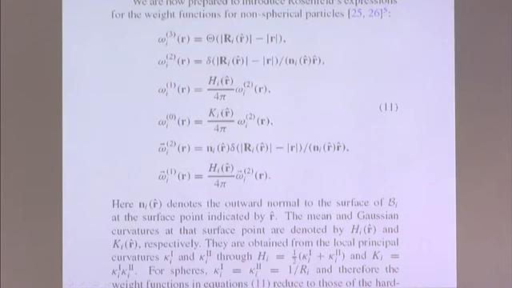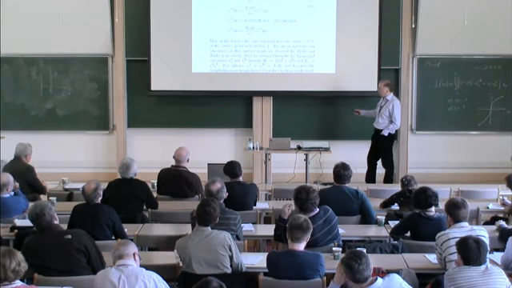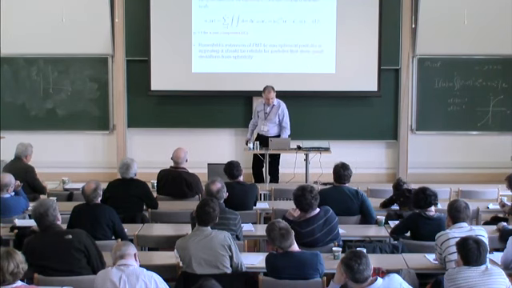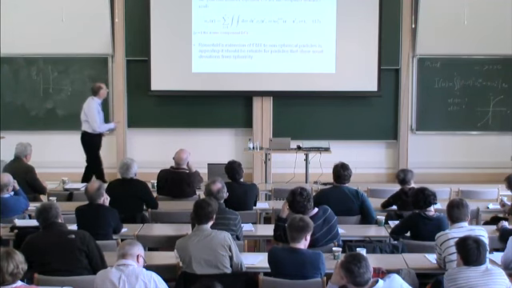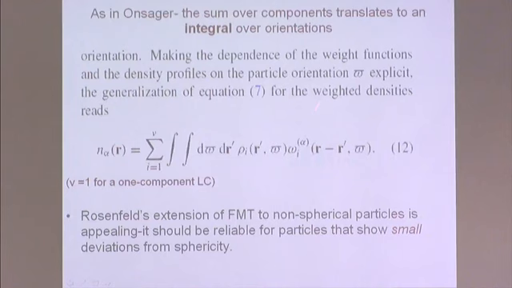There again is the definition of the mean curvature, and that's the Gaussian curvature. So obviously in spheres, these reduce to very simple things like 1 over r. And then he generalized the weights. We've done that already, the W's. And so the weighted densities now involve integration over orientation as well as position.